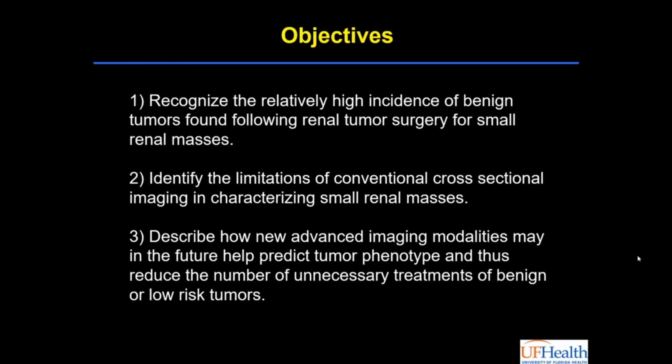The objectives of my talk are threefold. Number one, to recognize the relatively high incidence of benign kidney tumors found following kidney tumor surgery for small renal masses. Number two, identify the limitations of current conventional cross-sectional imaging in characterizing these small kidney tumors. And number three, describe how new advanced imaging modalities may in the future help predict tumor phenotype and thus reduce the number of unnecessary treatments for benign or even low-risk kidney cancers.